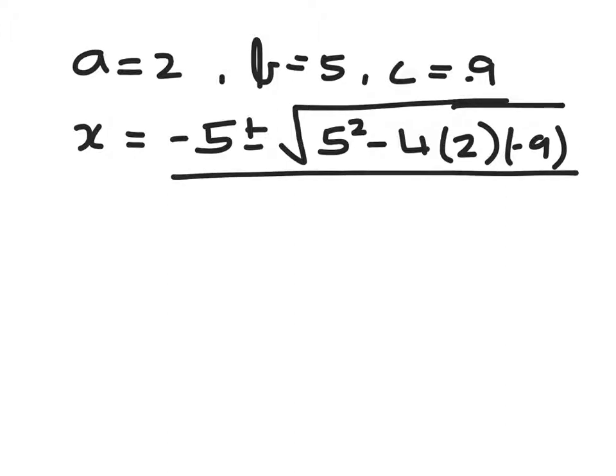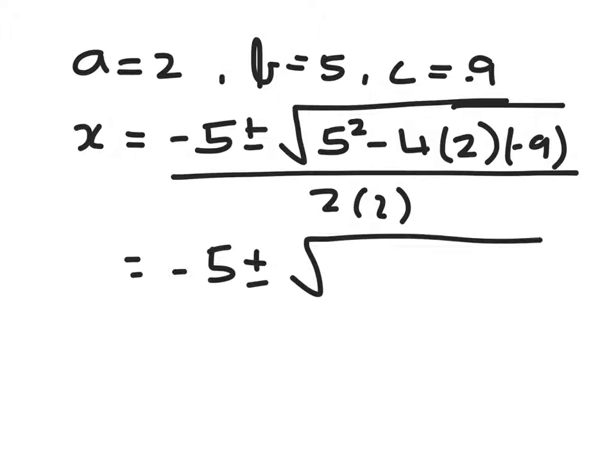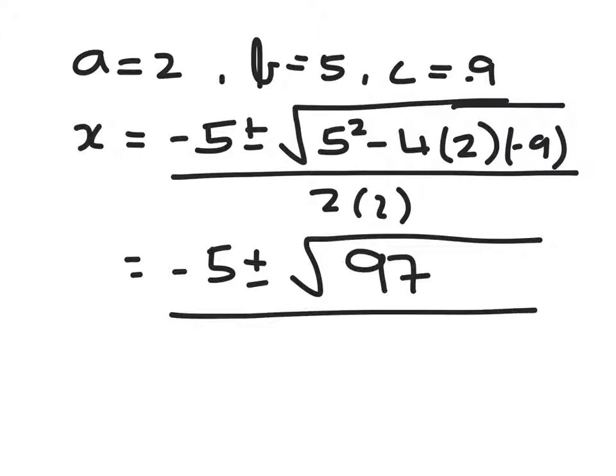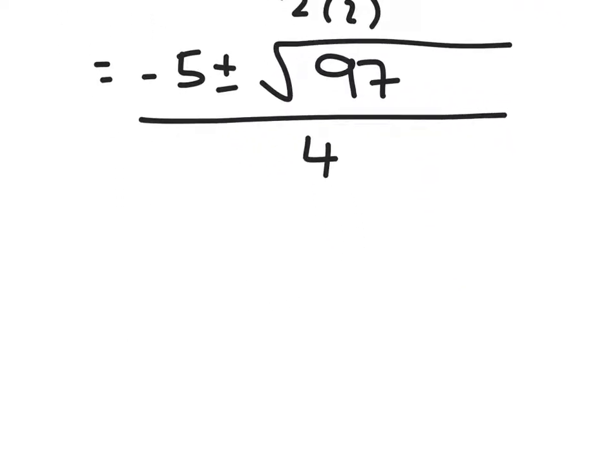All over 2a. Okay, first step, please always do this: just replace the letters with numbers. Now the next thing we're going to do, we're going to evaluate inside the square root. Put it in your calculator carefully. You're going to get 25 with 5 squared, and you're going to get 25 plus 72, so 97, the square root of 97, all over 4. Now, at this point, we break it up into 2.